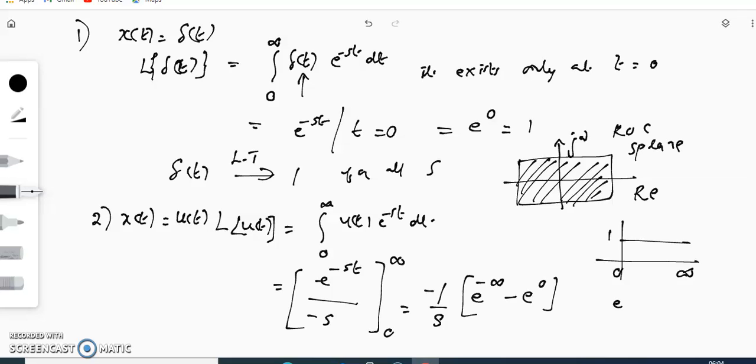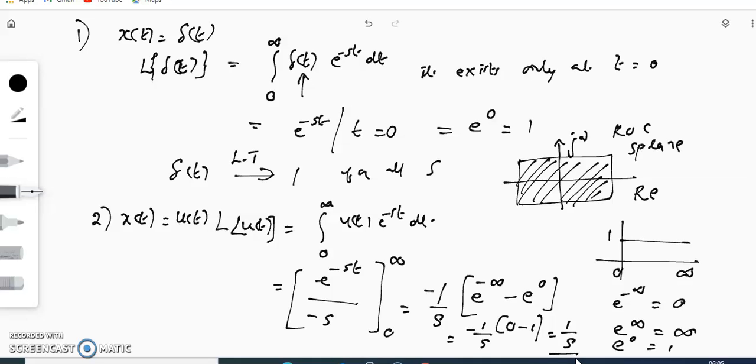And what is the value of e raised to minus infinity? It is equal to 0. What is the value of e raised to infinity? It is equal to infinity. And what is the value of e raised to 0? It is equal to 1. So this is equal to minus 1 by s into 0 minus 1, which is equal to 1 by s.